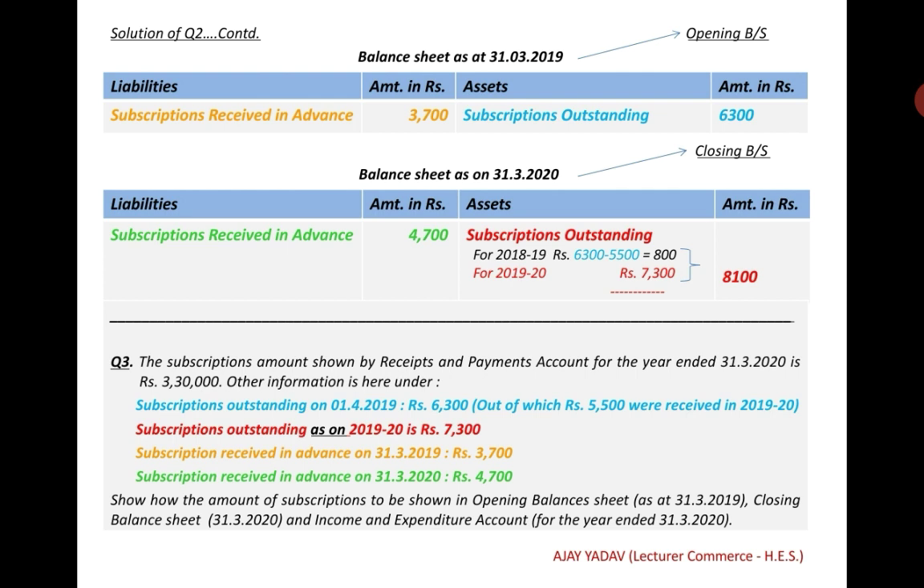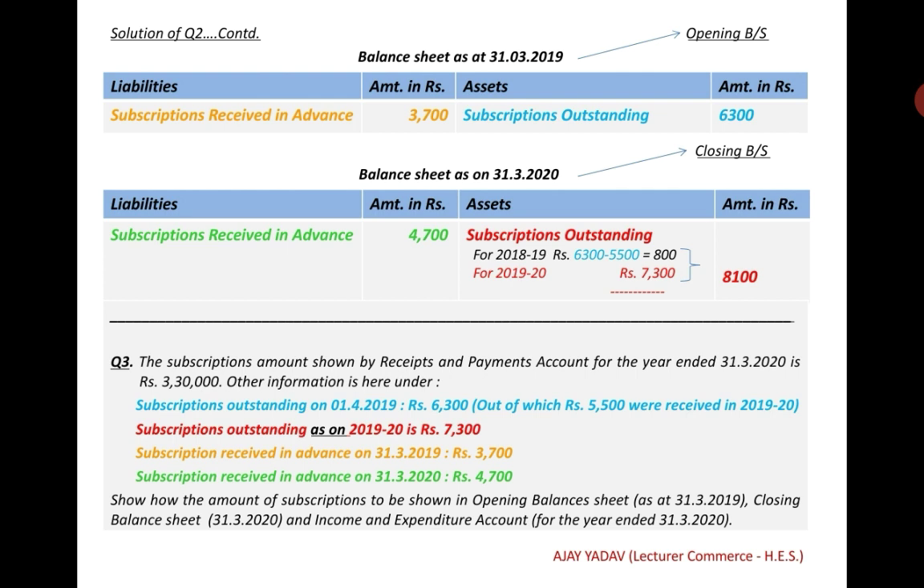the closing balance sheet on the asset side. As we know, in the beginning 6,300 rupees were outstanding, out of which in the current year we received 5,500. So 800 is still outstanding for 2018-19, and for 2019-20 rupees 7,300 is outstanding. In total this comes to 8,100, and it will be shown on the asset side of the closing balance sheet.